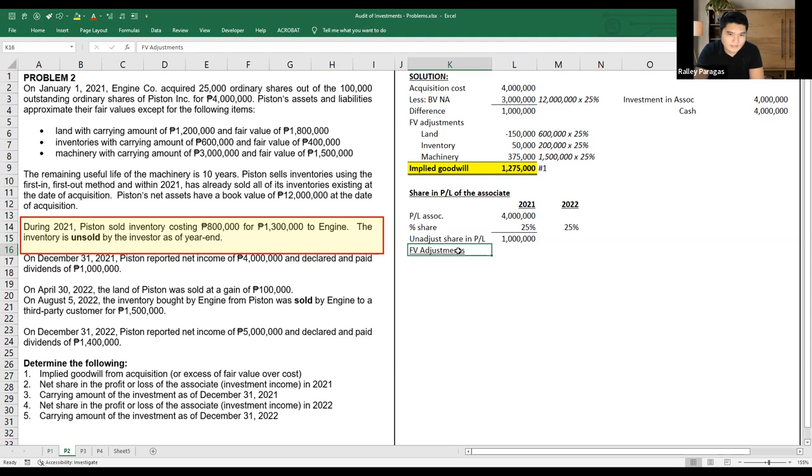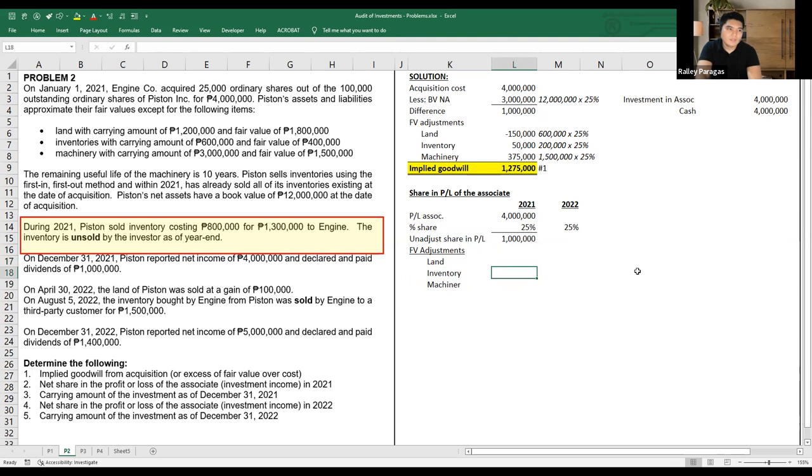Okay, sige, i-wrap up na natin. So I think we are on time naman. Land. Okay, tapusin na lang natin to. So we have land. We have your inventories. We have your machinery. So for the fair valuation adjustment of land, 2021, nabenta mo na ba yung land? Hindi pa. That means to say, hindi mo pa i-adjust sa 2021 yung fair value adjustment for your land. How about your inventory? Yes, nabenta na natin.